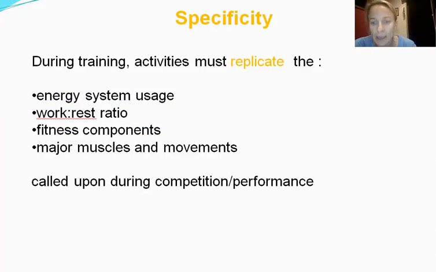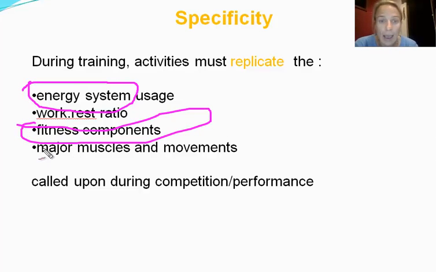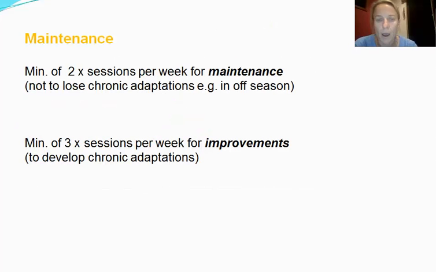The other thing that needs to be specific when we're training is to make sure we're training the appropriate energy systems, the right fitness components, and also the major muscle groups. So if we've identified certain muscles as being important in a movement, then when we do our weight resistance program, we need to make the exercises that we choose very specific to the muscles that we analysed as being dominant in that sport.